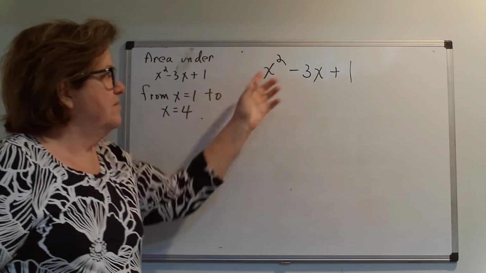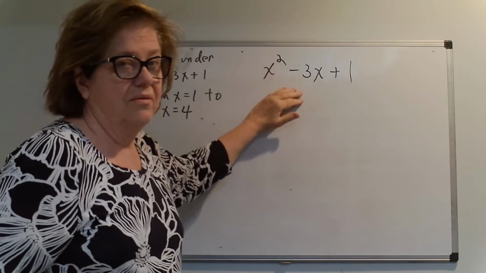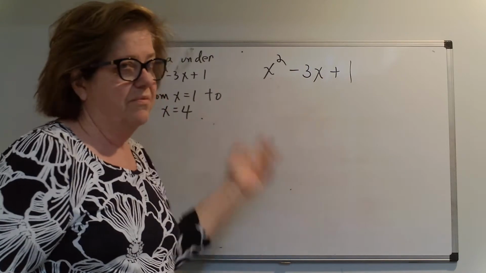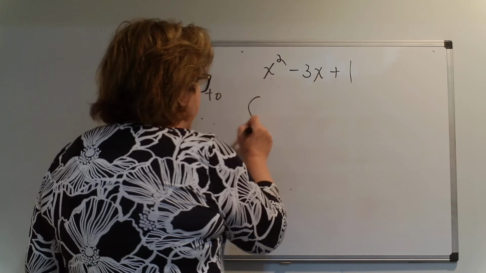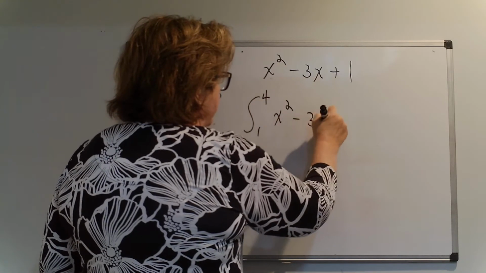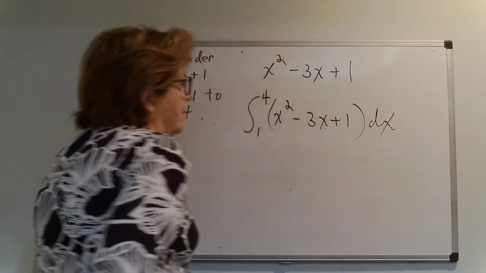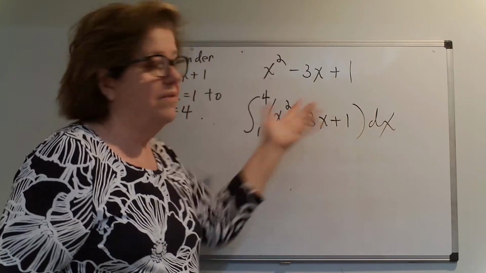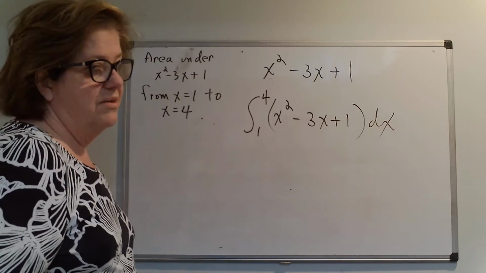So if this is actually the velocity we're going, we're going to get the area under the curve, which is how many miles we've accrued during that time. So the way we write it is the integral from 1 to 4, and then this is a differential. It tells us what the variable is. X is the variable.